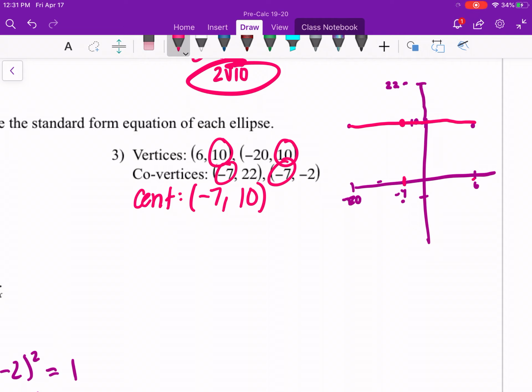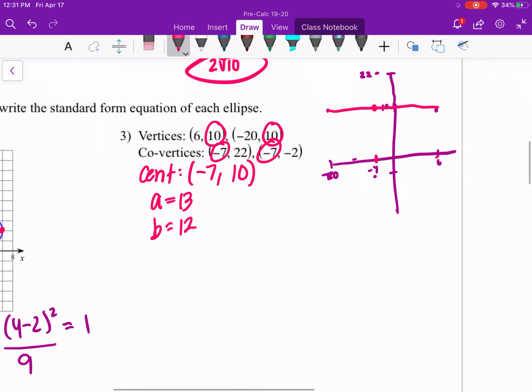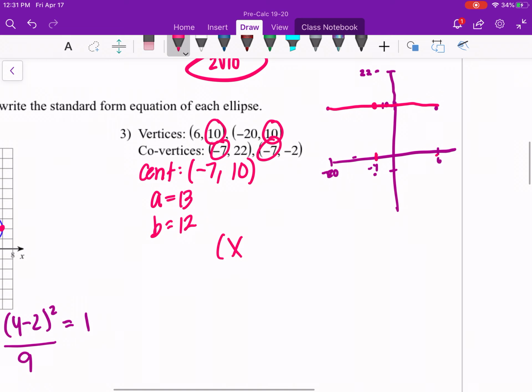And so we need that distance A. If the vertices are 26 spaces apart, A is 13, and then we need that B value. If the co-vertices are 24 units apart, then B is 12. And that's all we need to write the equation. So again, think of the numerators as fixed. They don't move. Make sure you flip your signs. Set it equal to 1.